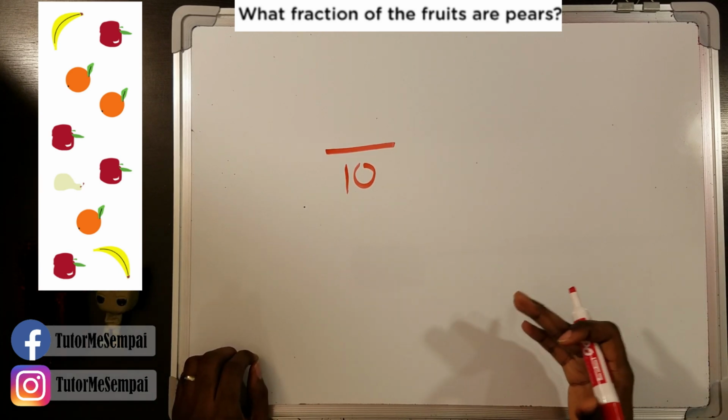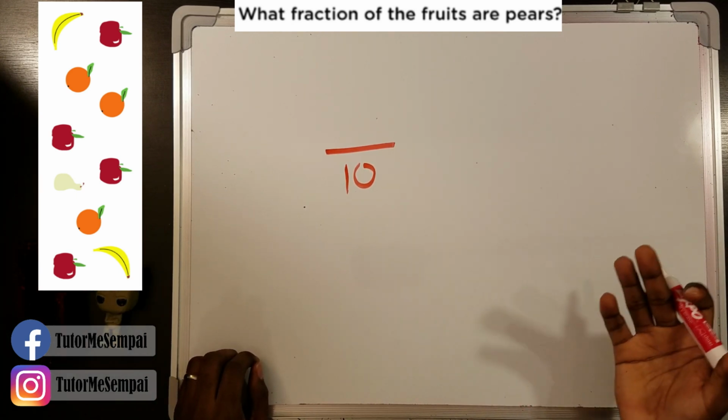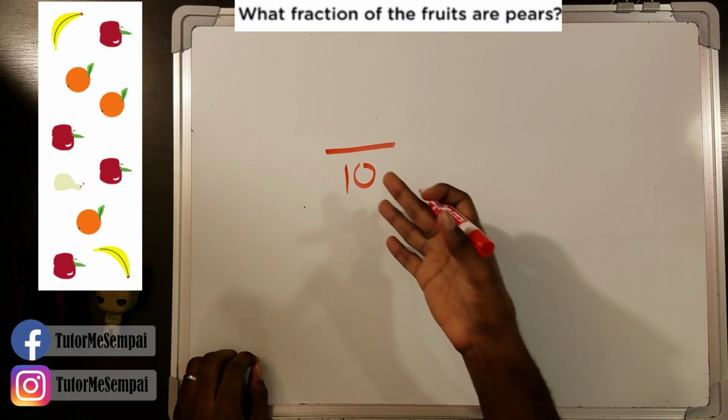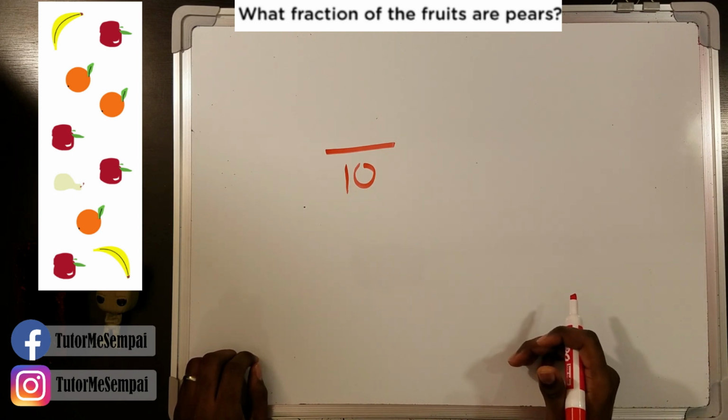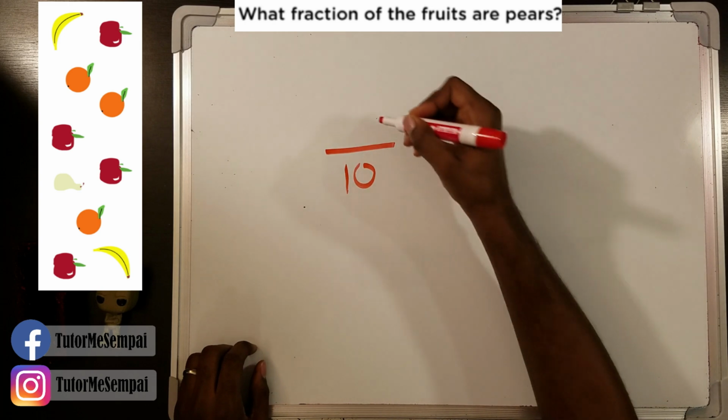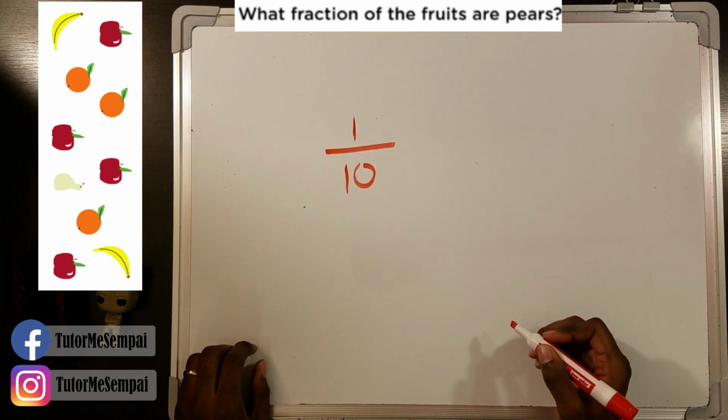Now, if we want to figure out what fraction of the fruit would be pears, how many pears do we have out of our 10 fruit? Well, we only have 1 pear. So our fraction for this one would be 1 over 10.